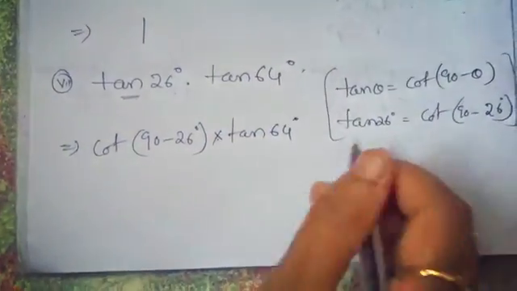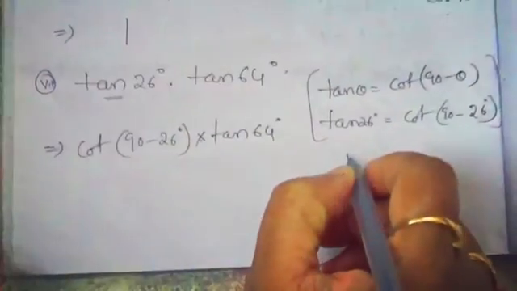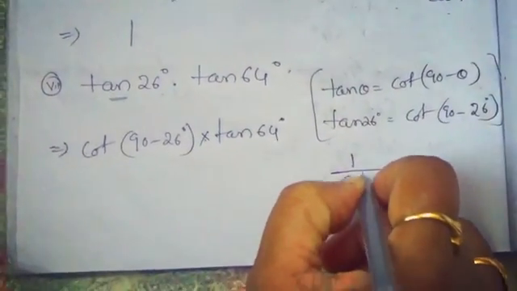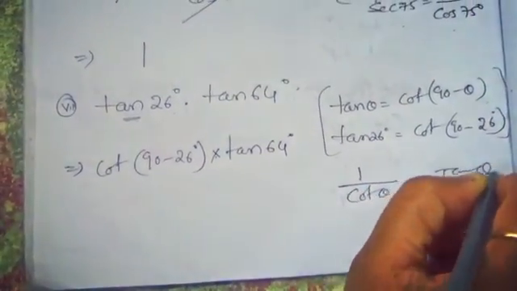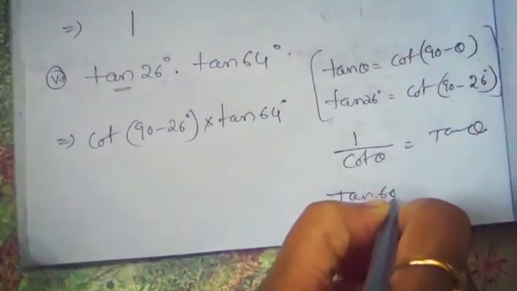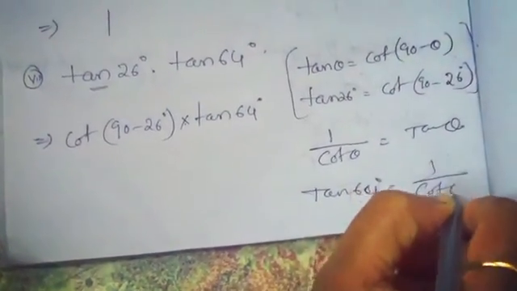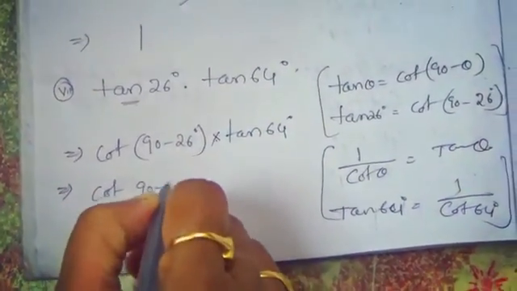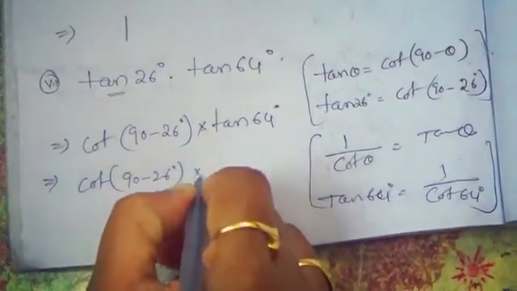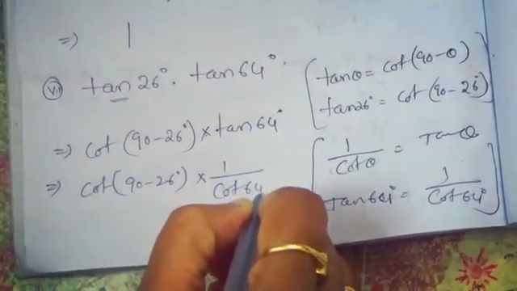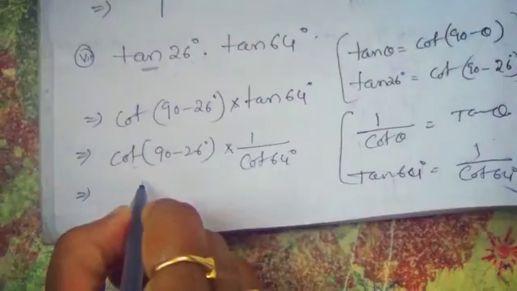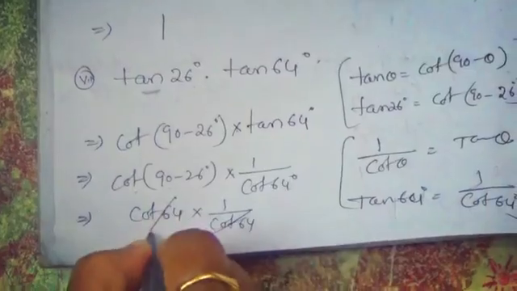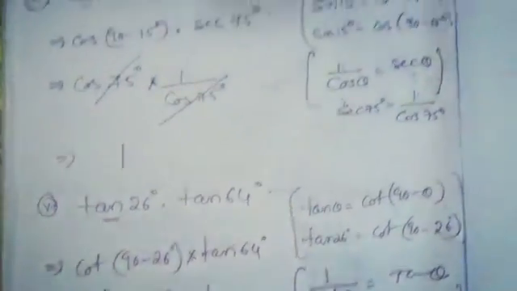But we know from the first exercise that the reciprocal of tan is nothing but cot. So 1 by cot theta is equal to tan theta. Just like that, tan 64 is equal to 1 by cot 64. That implies cot(90 minus 26) into 1 by cot 64. So cot(90 minus 26) means cot 64, into 1 by cot 64. Cancel these two, you will get 1. The final answer is 1.